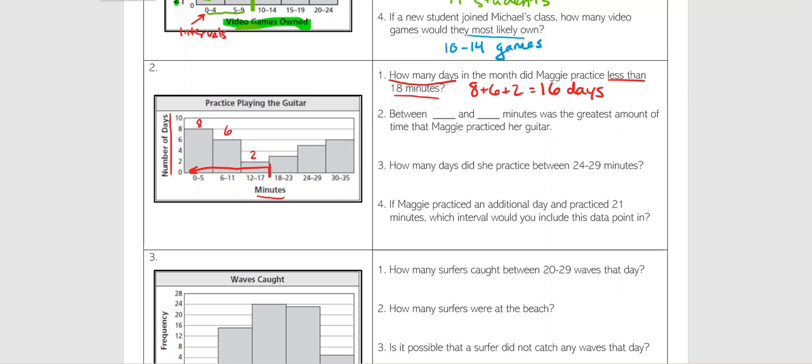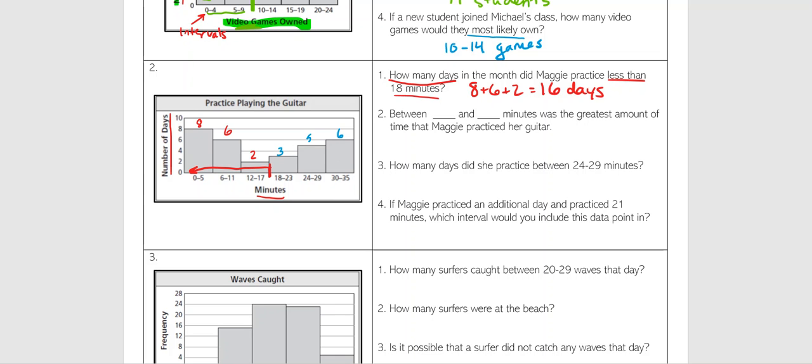Next, we want to know the greatest amount of time that Maggie practiced the guitar. So where do we see the highest number of days? So I have 0 to 5 is 8, 6 to 11 is 6, 12 to 17 is 2, 18 to 23 is right in between 4 and 2, so that's going to be 3. 24 to 29 is in between 4 and 6, so that'll be 5. And then 30 to 35 is at 6.